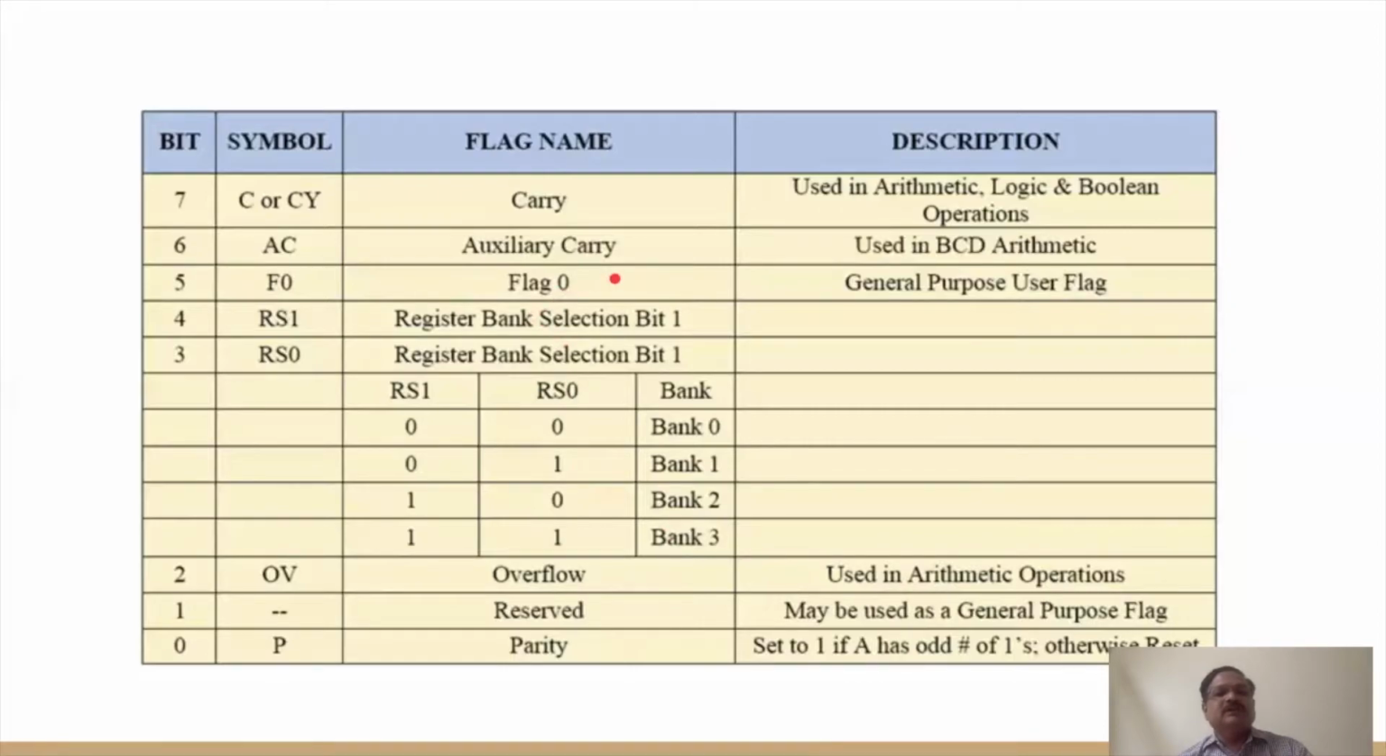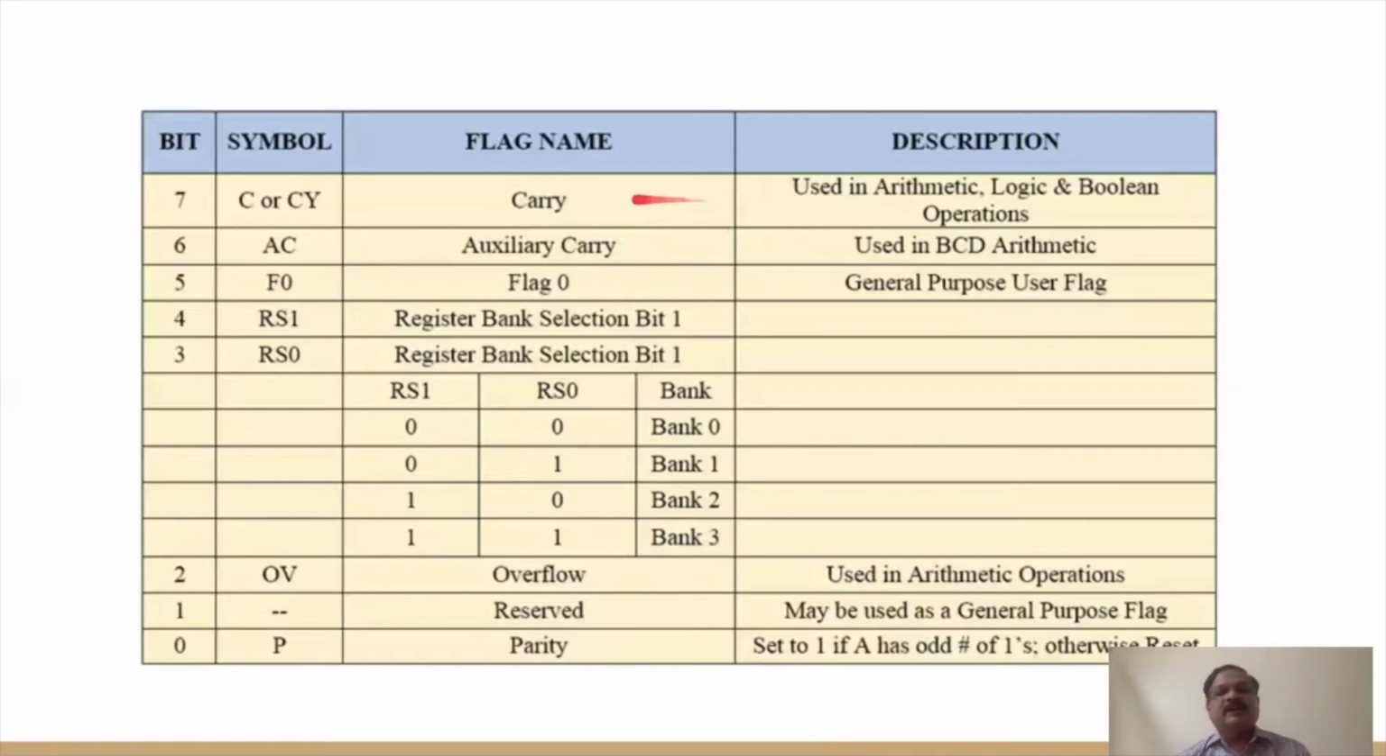Next is the F0 bit, that is called the general purpose flag bit. Next is AC, the auxiliary carry flag, mainly used in BCD arithmetic. BCD is binary coded decimal. In the BCD addition, if there is a carry after the 3rd bit, from D0 to D3, that is a carry at the D4th bit, the auxiliary carry flag will be set, in the BCD addition.